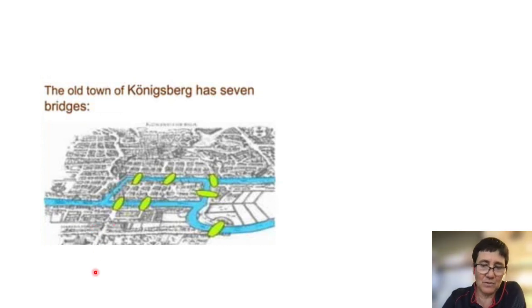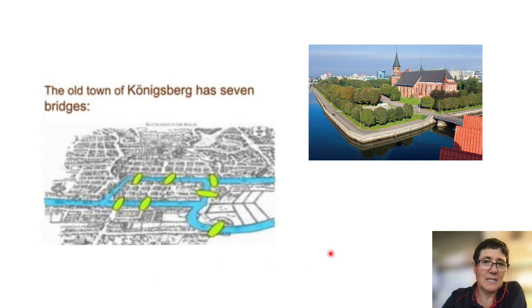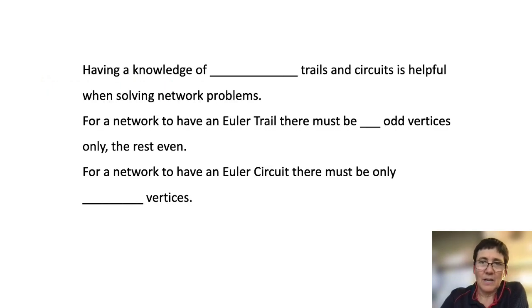So that's an old picture of Königsberg. This is what it looks like today. And there's one of the bridges that probably still remain. So there's the river. Okay. So we're going to be looking at network problems. So straight out of your guided notes.